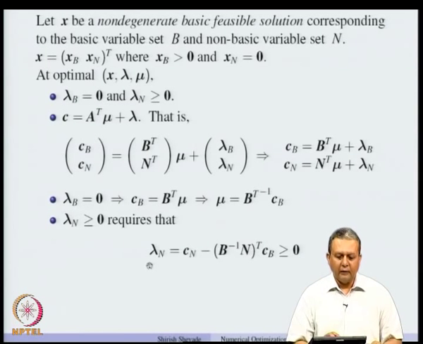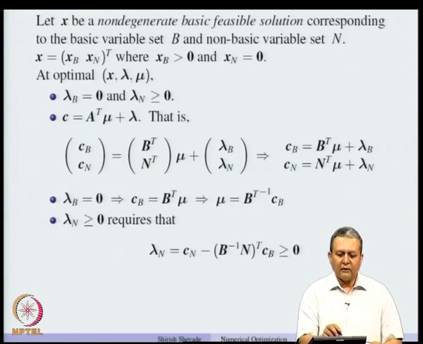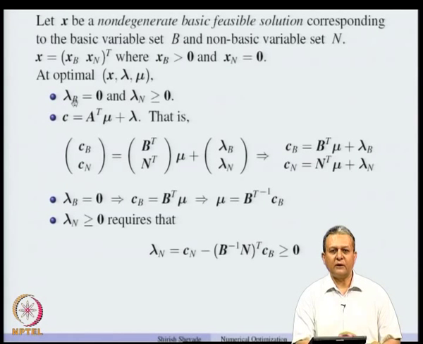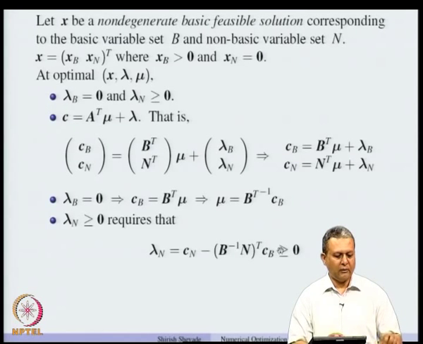So, if we look at the steps that we followed, we started with a basic feasible solution x, which consisted of x_B and x_N, where x_B is greater than 0 and x_N equal to 0. Now, in order to check whether this solution is optimal, since x_B is greater than 0, we can force lambda_B to be 0 because the complementary slackness condition needs to be satisfied, and x_N equal to 0, and therefore, lambda_N have to be non-negative. By using the fact that lambda_B equal to 0, we got the value of mu, and we use that value of mu to find lambda_N. And now, it is just a matter of checking whether lambda_N is greater than or equal to 0 for all non-basic variables.